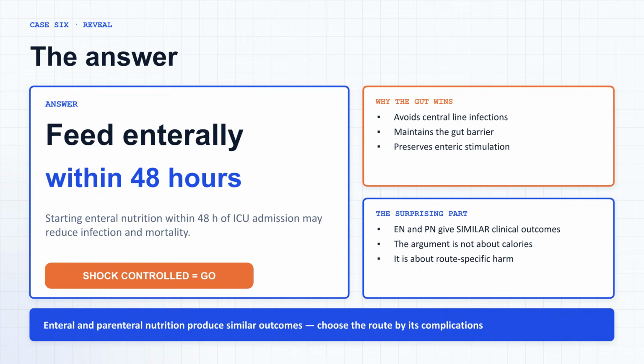Those 3 decide it. Feed him, and feed him through the gut. Starting enteral nutrition within 48 hours of intensive care unit admission may reduce infection and mortality. His shock is now controlled, his abdomen is benign, and there is no obstruction and no bleeding. So nothing is holding you back.